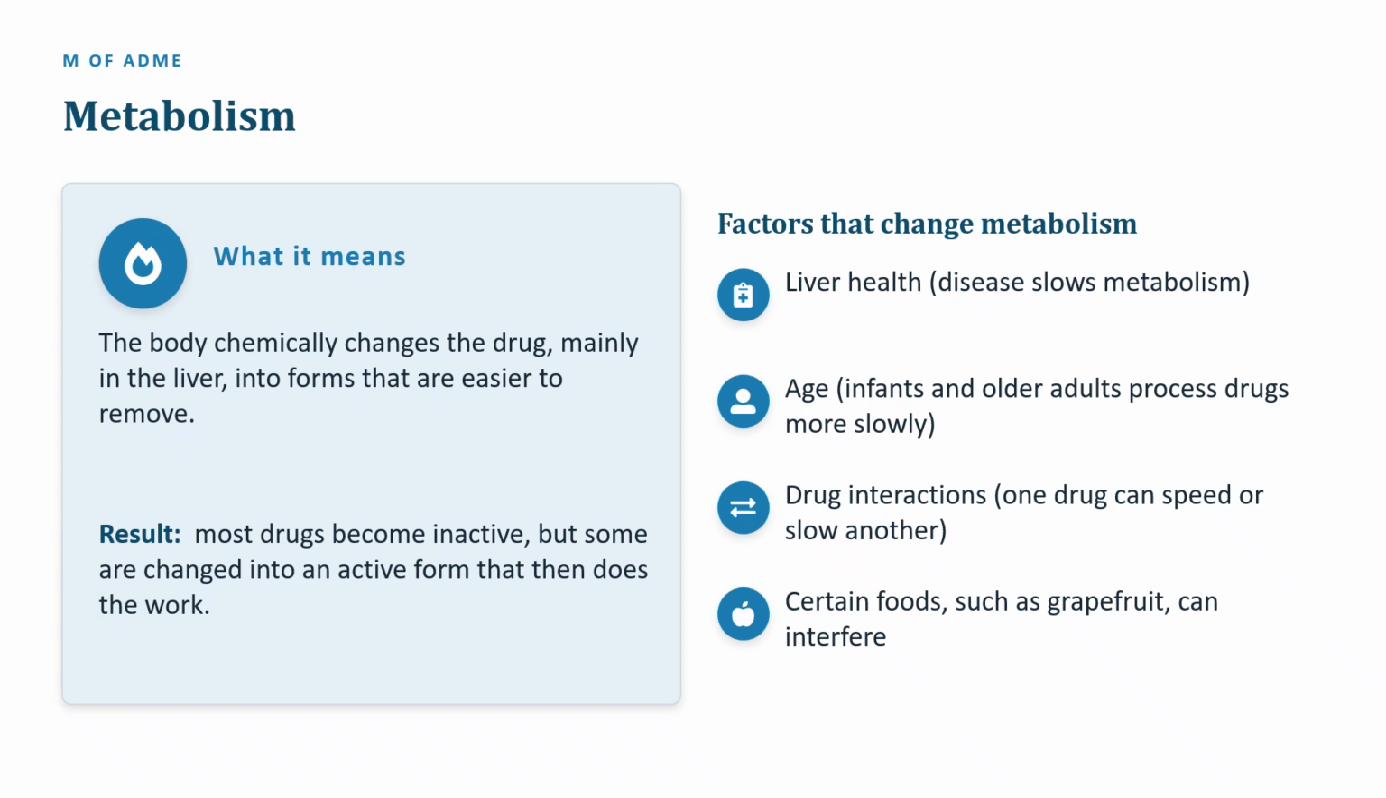Drug interactions are a major factor. One drug can speed up or slow down the metabolism of another, which changes its levels. And this is a big reason accurate, complete medication lists are so important. Even certain foods can interfere. Grapefruit and grapefruit juice are the classic example because they can block the breakdown of some drugs and cause them to build up. When you gather a thorough medication history, including supplements, you are helping the provider avoid these hidden interactions.